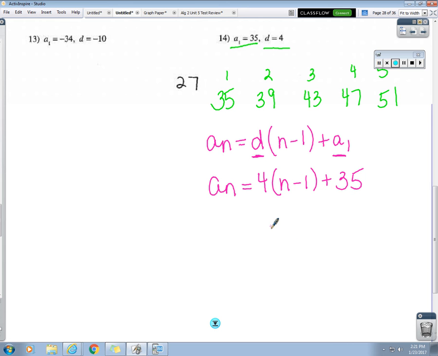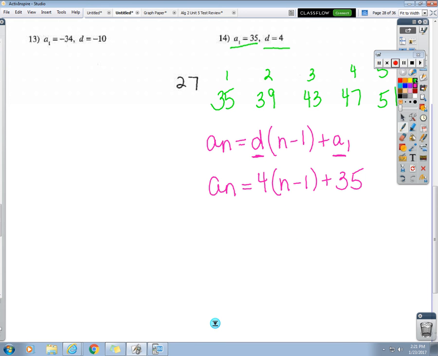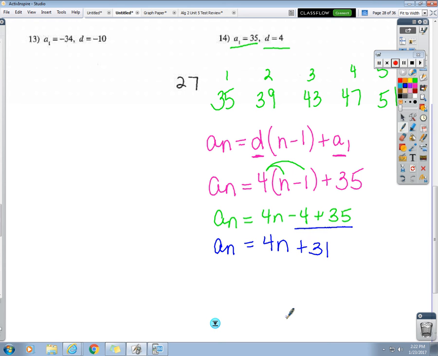Now from there, we start simplifying. The first way we can simplify is by distributing the 4, and that'll become a sub n equals 4n minus 4, because 4 times negative 1 is negative 4, and then plus 35. And then we can simplify one more time by doing what? What's the last thing I can do to simplify? Combine like terms. So 4n is on its own. It's the only term with an n. Negative 4 plus 35 is 31. So there's the explicit formula.